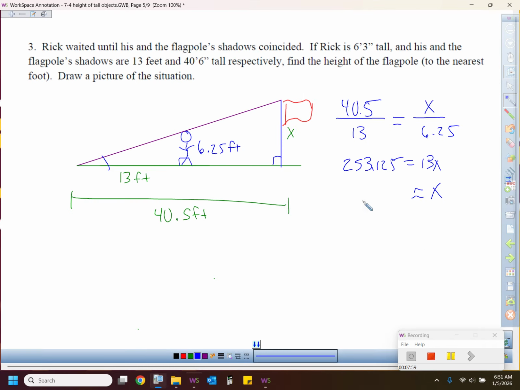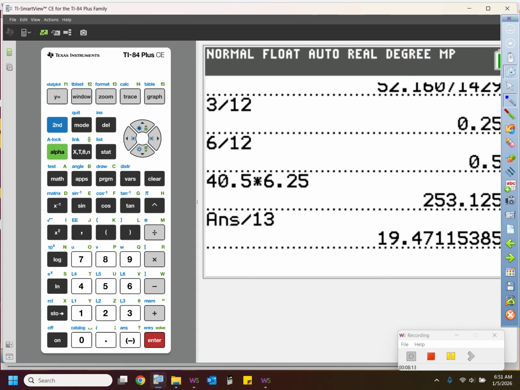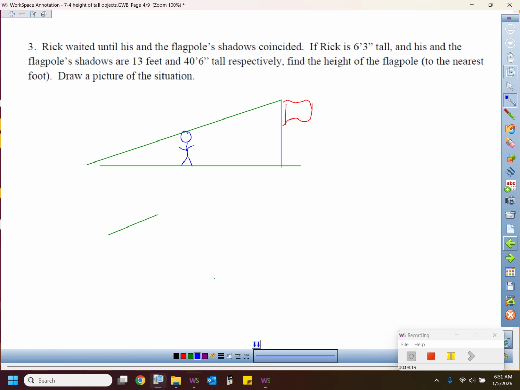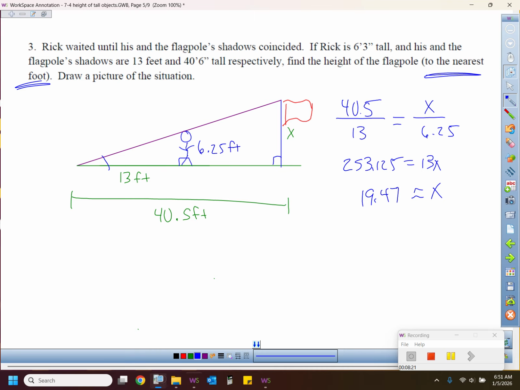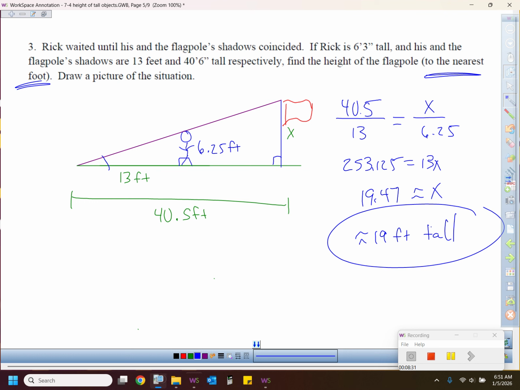x is about 19.5. Let's go back and see what they had us round to. Round to the nearest foot. So, interesting. Maybe we need to make that 19.47 because it really wasn't 19.5. And then we probably round that down to 19 feet instead of up to 20 feet. So it's about 19 feet tall. It's one of those right there in limbo land. Is it 19.5 or is it not 19.5? If you had to round it up to 19.5, then that means you would have rounded it up to 20. So just got to be a little careful with that one.